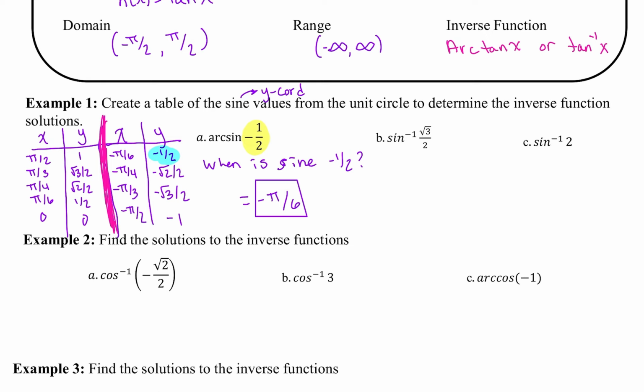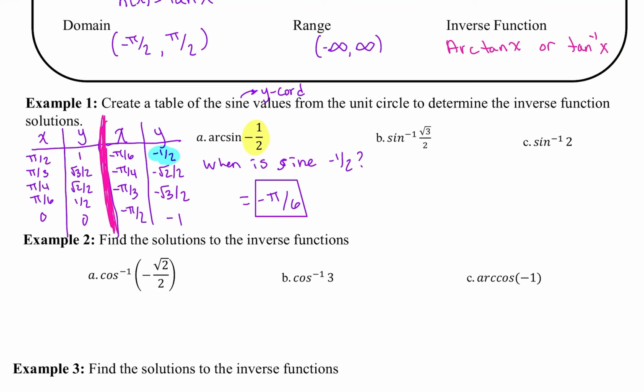Now, the reason we have to restrict it, I want you to be mindful of this. If you have that unit circle in front of you, you would notice that negative 1/2 happens in two places. It happens at what we would call 11 pi over 6, but it also happens at 7 pi over 6. And that's why we have to restrict it, because we don't want two answers. For it to be a function, it has to be only one answer. So we only want to choose 11 pi over 6, or in this case, we're using the negative, so negative pi over 6. Remember, negative pi over 6 and 11 pi over 6 are the same thing because they're coterminal to each other.